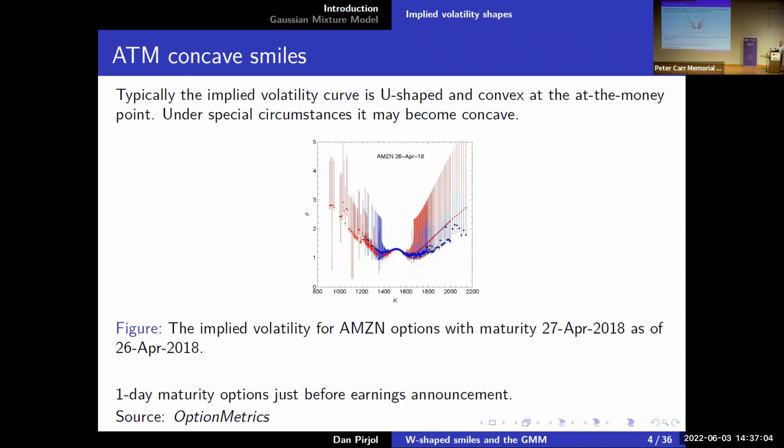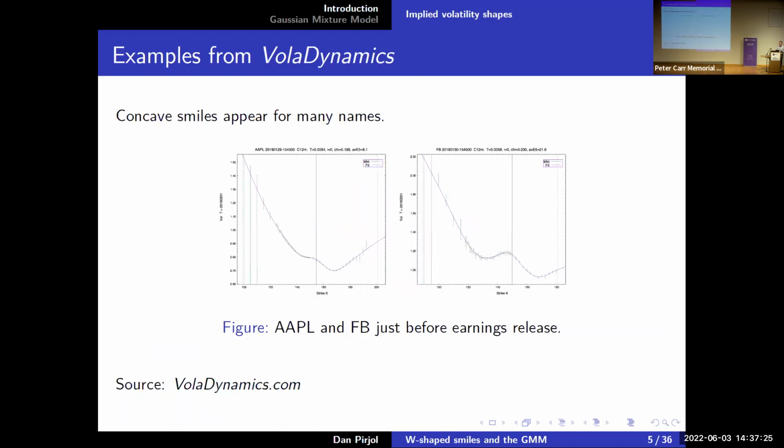So clearly this uncertainty in the earnings announcements distorts the shape of the smile, which now becomes concave at the money point, and even W-shaped. This is what I'll talk about when I say W-shaped smiles. This is extreme, but we see similar shapes in other names, Apple and Facebook, again, just before earnings release. The smile is distorted, concavity at the money, and other than that, the smile rises up in the wings.